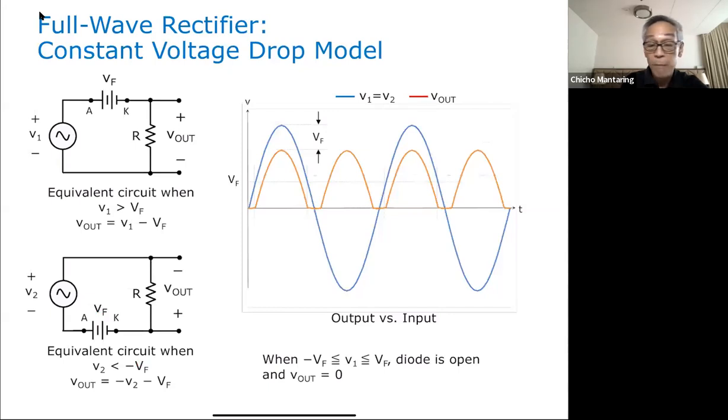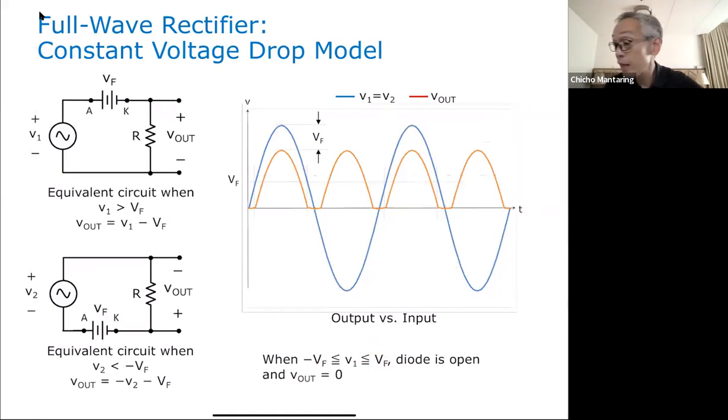And my output, if I do a KVL around this loop, my V out is equal to minus V2 minus V sub F. That's just doing a KVL here. And this is what's going to come out. Okay? May mga portions na zero yung output. When does that happen? So dito zero yung output. When V1, which is equal to my V2, is between minus V sub F and plus V sub F.